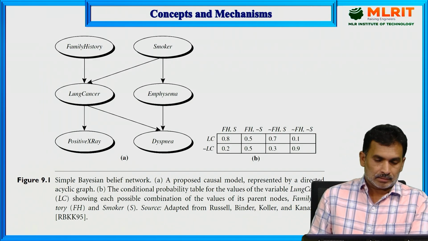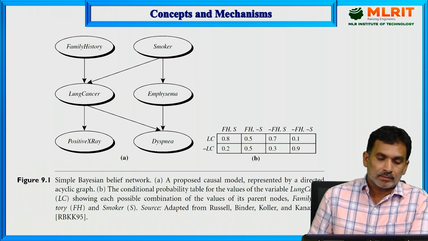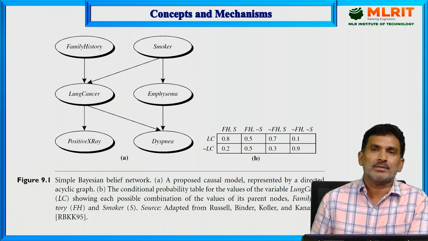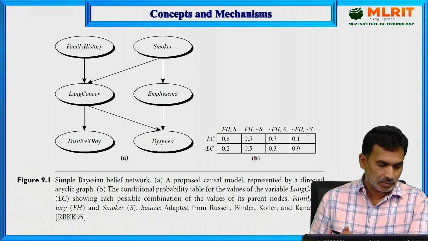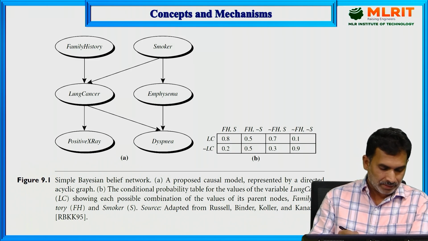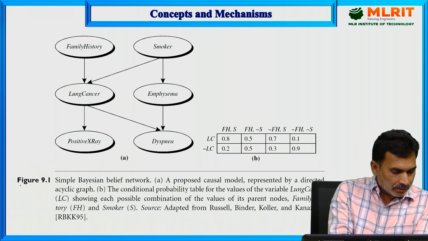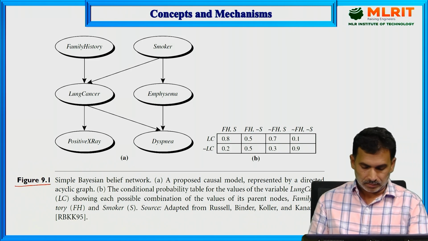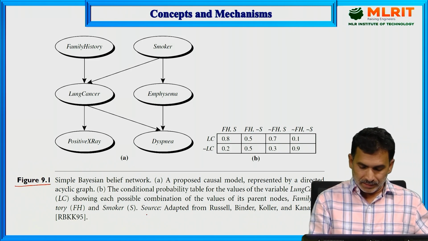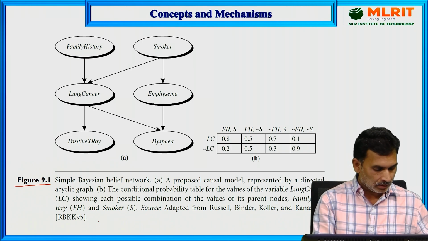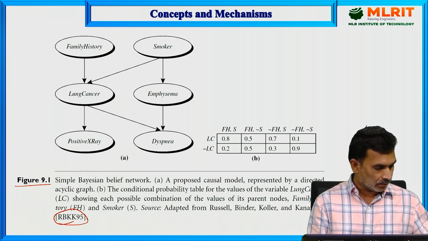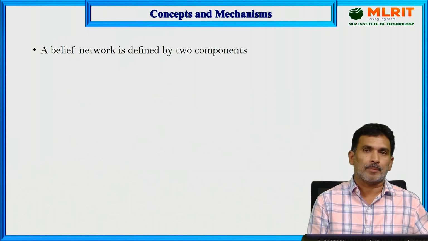To explain this, we are going to take an example. That example is obtained from the Han and Kamber textbook. I would like to give a brief idea of Figure 9.1, a simple Bayesian belief network. It is an example obtained from this source, which you can get from the Han and Kamber textbook.